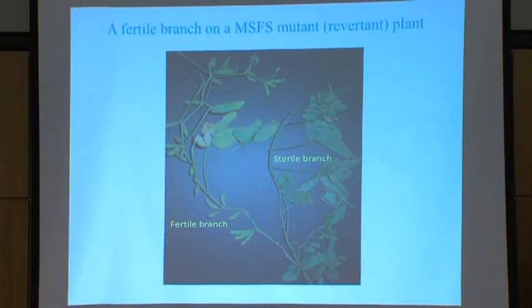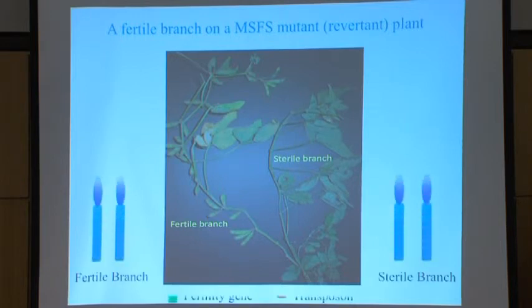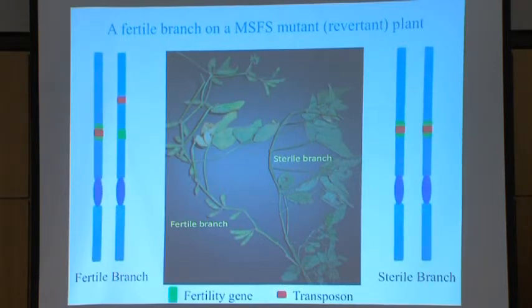So when you explain what is happening at the DNA level, there are two pairs of chromosomes present. You have two pairs of chromosomes present in all higher organisms. One comes from father, one comes from mother. If it is a sterile branch, both copies should be broken. Green represents the fertility gene, and red represents the transposable element sitting in there. So both copies should be broken in there. That's why it is sterile.